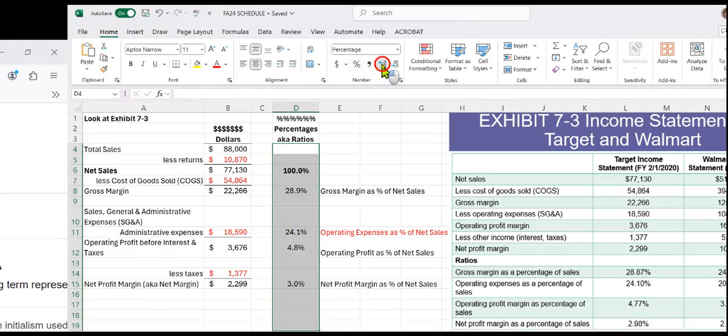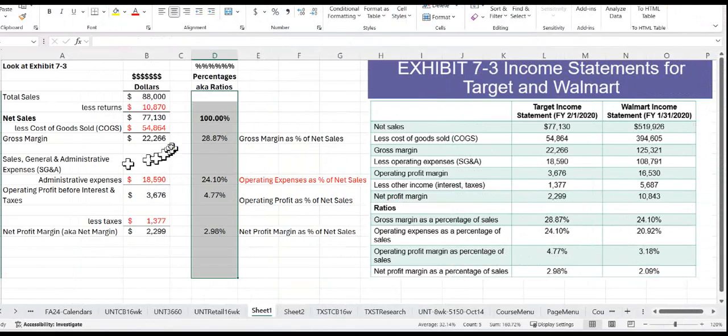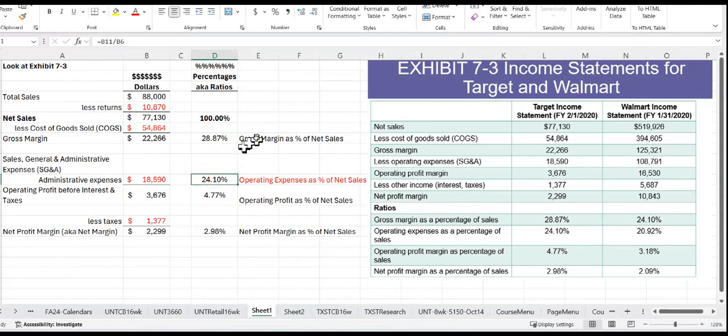And I've added 2 decimals. That's what I did here to make it look like their numbers, okay? All right, so now gross margin as a percent of net sales is telling us a positive outcome. That's why I've left it in black.